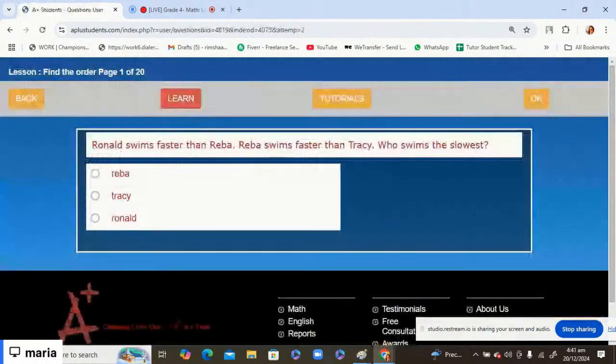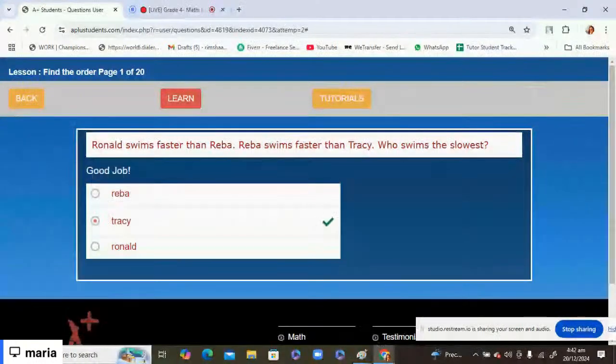Ronald swims faster than Reba. Ronald is greater than Reba. And Reba swims faster than Tracy. Reba is greater than Tracy. So who swims the slowest? It means that it's Tracy. Because Ronald is faster than Reba, and Reba is faster than Tracy, Tracy is slower than both. So you can say that it's Tracy. Okay?